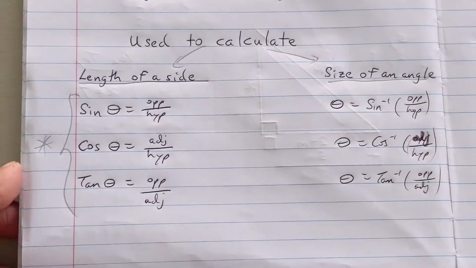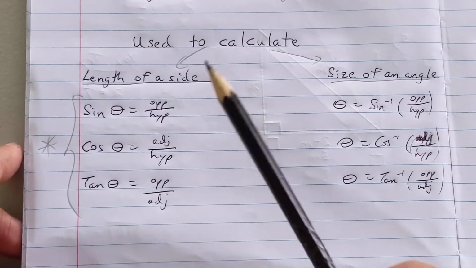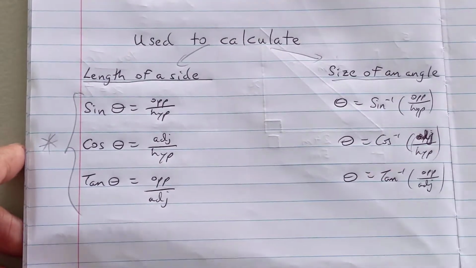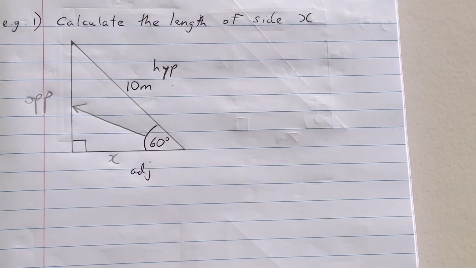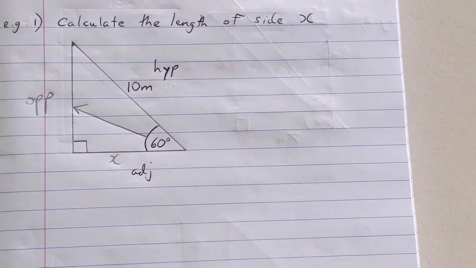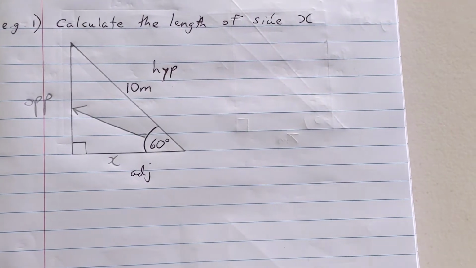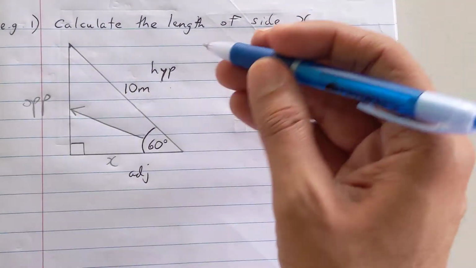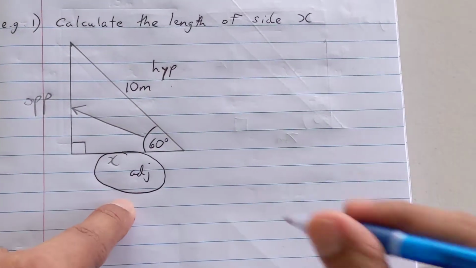So which ratio am I going to use? Since I want a length, these are the ones we're looking at. We don't want an angle yet. So I have to use one of these. Now I can't just pick and choose which one. The question is actually going to tell me which one I have to use based on the information I have. So let's look at what we have. In this question, what did they ask for? They want the length of side x. This is side x, and right now side x is the adjacent.